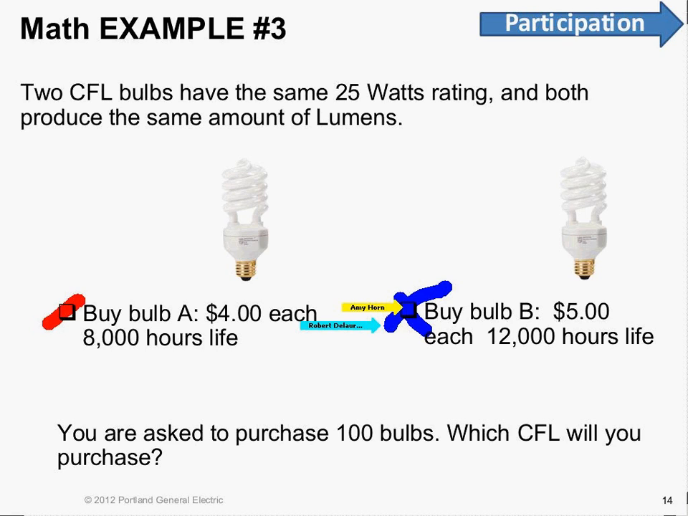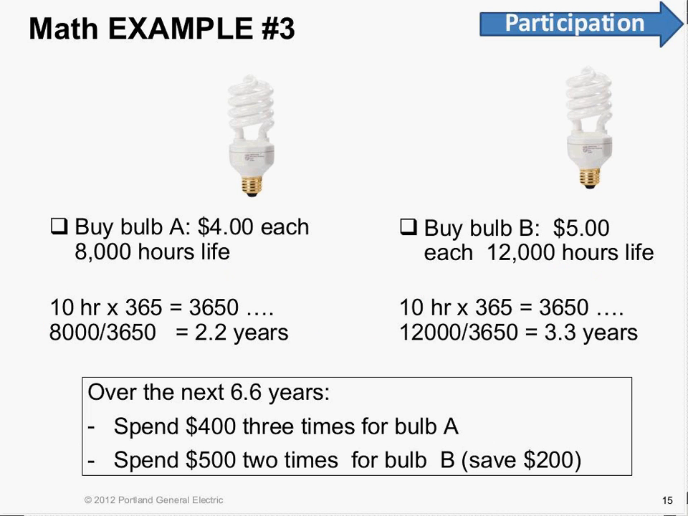If you were capital constrained, then you're going to go with the $4 bulb. You just don't have the capital. If you have some capital and think longer term and can act on it, the $5 bulb is a little better deal. For an extra $1, you get 4,000 extra hours of life. The next slide, I'll show you how the math would go if I were working for this particular company.